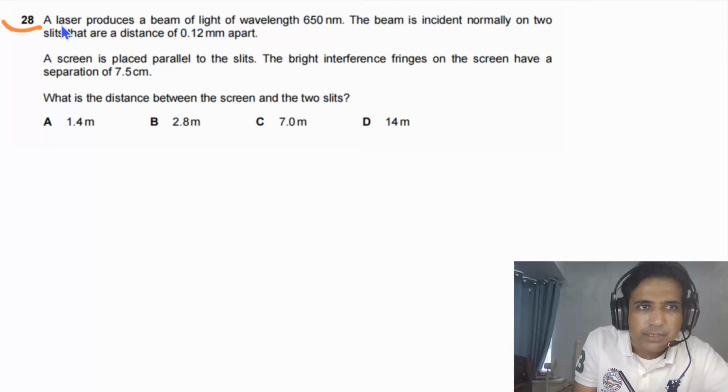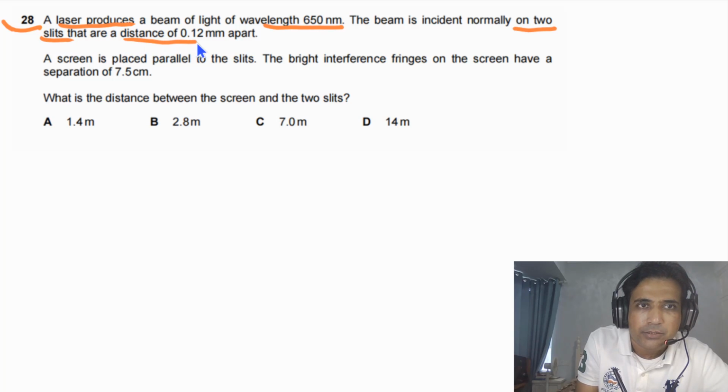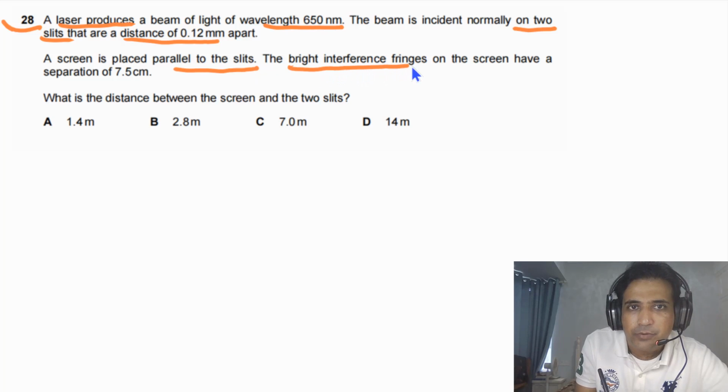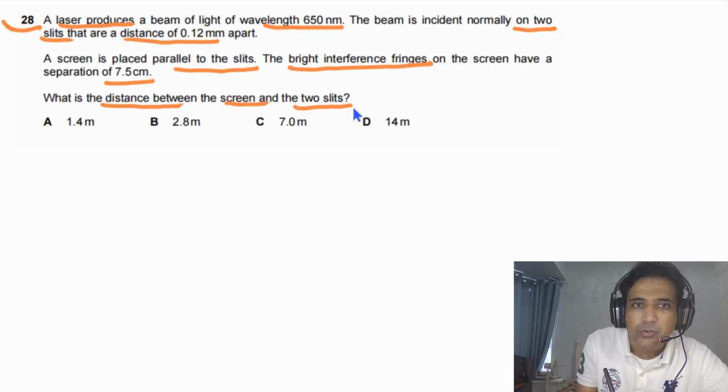Question 28 says a laser produces a beam of light of wavelength 650 nanometers. The beam is incident normally on two slits that are a distance of 0.12 millimeters apart. A screen is placed parallel to the slits. The bright interference fringes on the screen have a separation of 7.5 centimeters. What is the distance between the screen and the two slits?